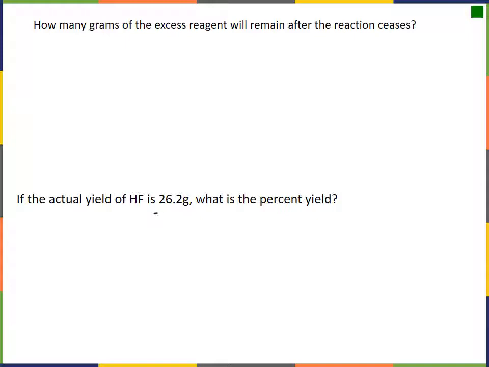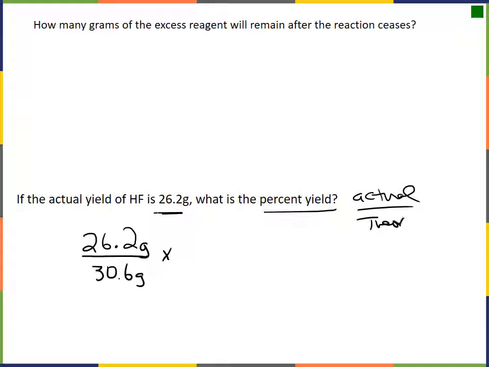So let's do this one first, just because it's easier. If the actual yield is 26.2, what is the percent yield? We know that the theoretical yield for this reaction was 30.6 grams. Our percent yield by definition is actual over theoretical times 100. So we're going to take our 26.2 divided by 30.6. We're going to multiply by 100, and we are going to get a percent yield of 85.6% yield.